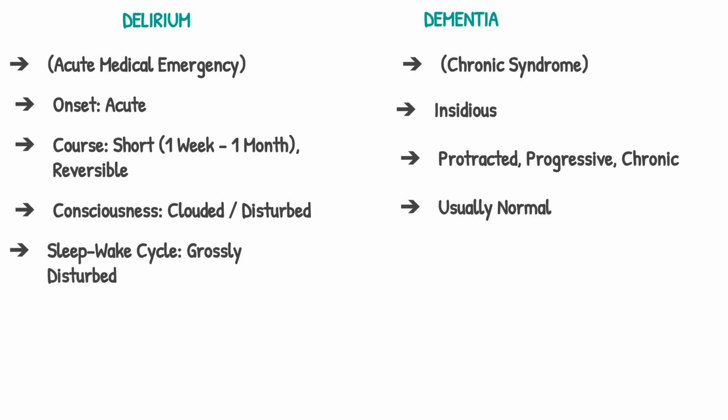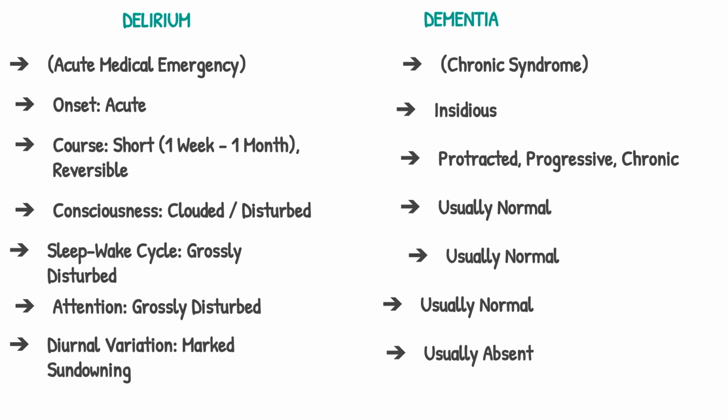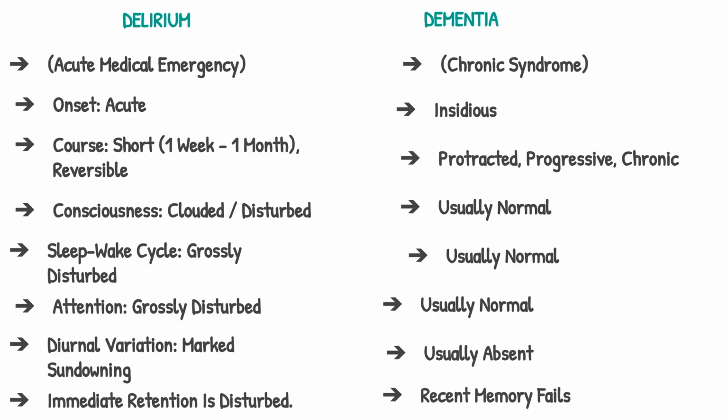The sleep-wake cycle in delirium is grossly disturbed, but in dementia it is usually normal. Attention is grossly disturbed in delirium and usually normal in dementia. Diurnal variation is marked with sundowning in delirium and is usually absent in dementia. In delirium, immediate retention is disturbed. In dementia, recent memory fails.